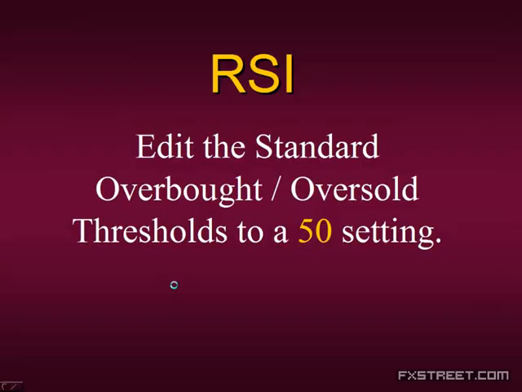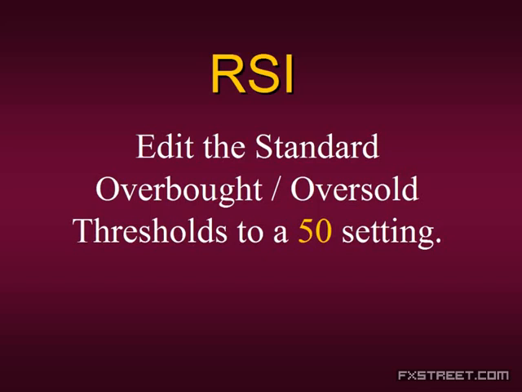Now, we want to edit the standard overbought, oversold thresholds to 50. All right, that's what we're doing now. So we have these standard overbought, oversold thresholds of, I believe, 70 and 30. And so people say, okay, well, we get above 70, we sell. We get below 30, we buy. No, we're not going to use this again. We're not looking for overbought or oversold.